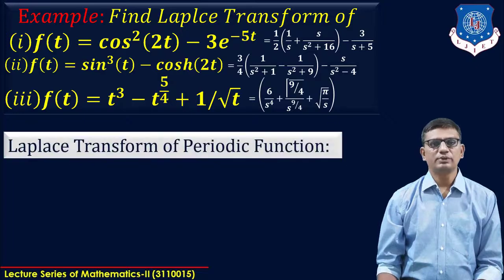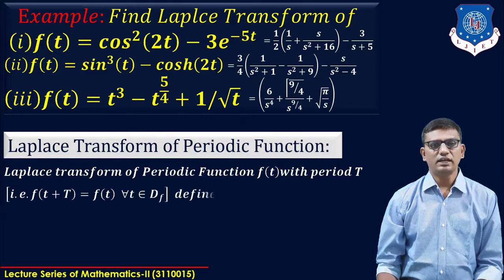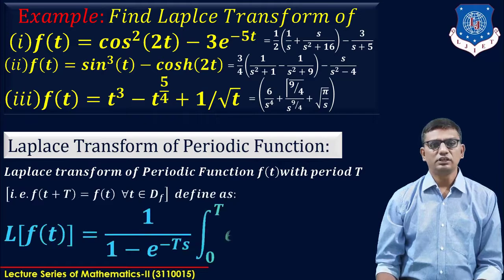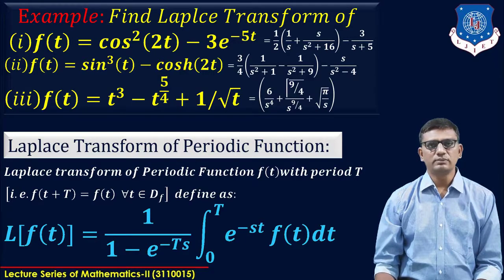Now we will see the next topic, Laplace of periodic function. Here the Laplace of a periodic function f(t) with period T is defined as Laplace of f(t) equal to 1 upon 1 minus e raised to minus Ts times the integration 0 to T of e raised to minus st f(t) dt. Here we just change the integration limits from 0 to infinity to 0 to T, and our integration is multiplied with 1 upon 1 minus e raised to minus Ts, where capital T is the period of the function f(t).